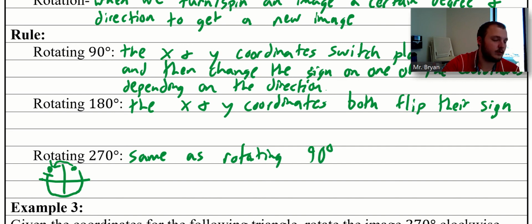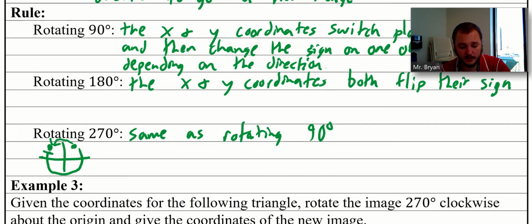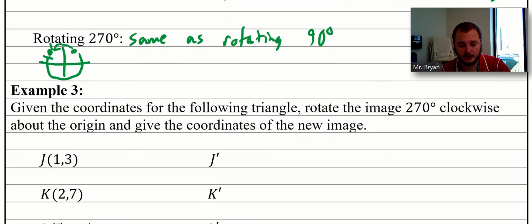It's the same rule, you're switching the X and Y coordinates and changing the signs on one of them, and it just depends on the direction that you're going. Because like I said, rotating 270 clockwise and rotating 90 counterclockwise is the exact same thing. All right, so with all that being said, let's get to this last example here, and then we'll be done for today.